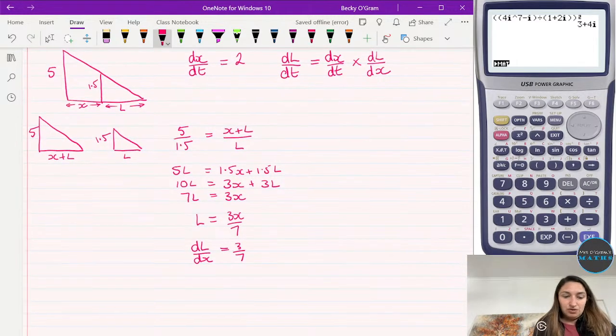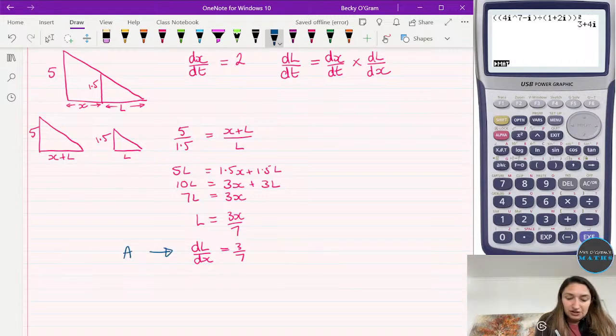Getting to that stage there, this was where the achieved was. So this bit just here, that's your achieved point within that question. Now let's finish it off.